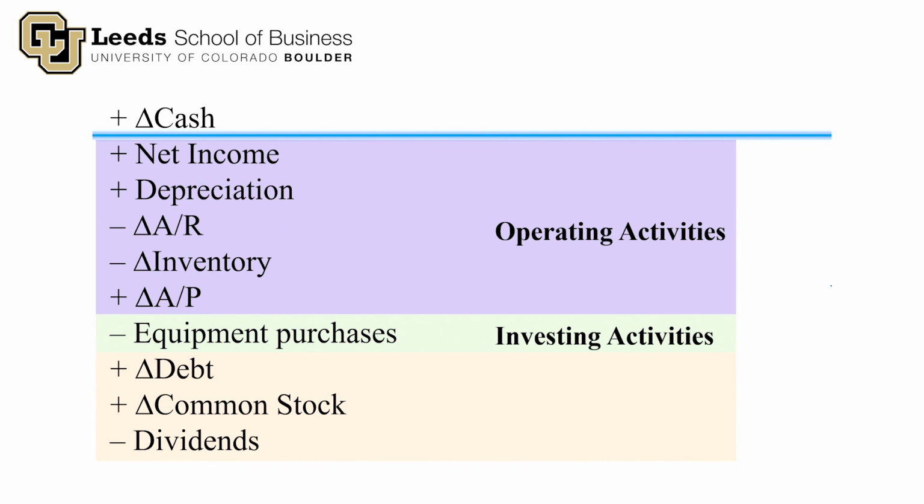Subtracting, then remember this is net equipment purchases, so typically a cash outflow if companies do capital expenditures. Those are investing activities. And finally, any changes in the debt account or changes in the common stock account or payment of dividends are all financing activities. And you can see that now we've finished. That's it. We've derived the cash flow statement, and we started with the balance sheet relationship of assets equals liabilities plus equity.